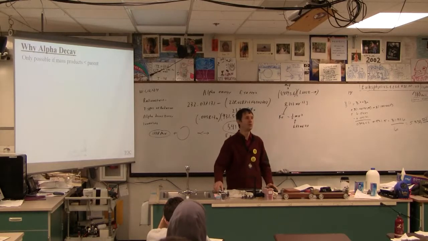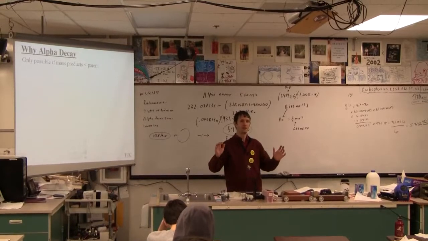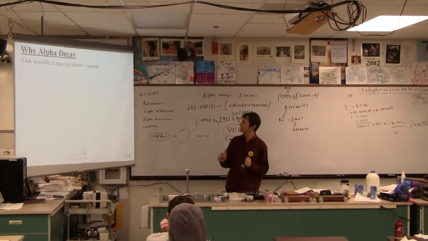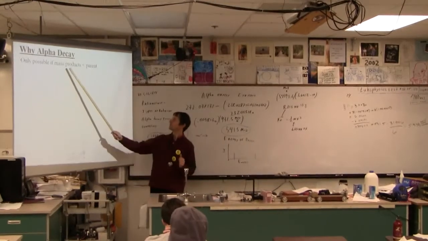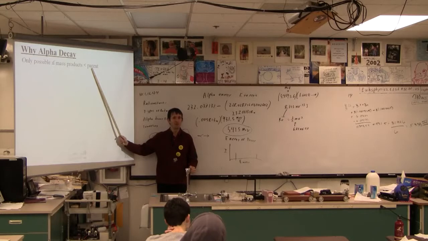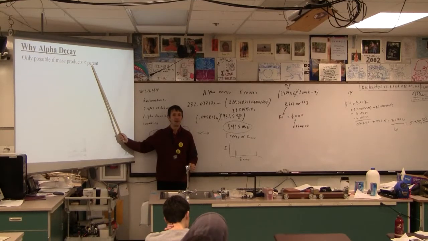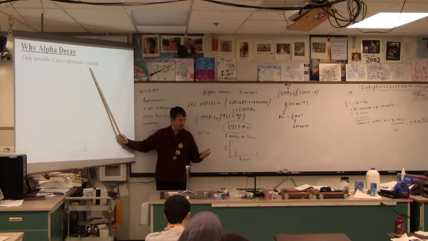One last little bit, and then we will go to beta and gamma decay. But the last little bit that you need to know is, the question is, why is alpha decay possible? And the general criteria for whether a radioactive decay is possible is that the products have to have less mass than the parent. It has to release energy.